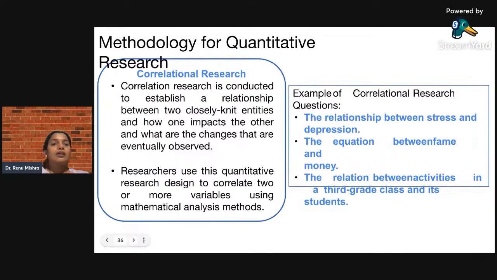Now, what are the methodologies for quantitative research? First is correlation research. Correlation research is basically when we try to understand the relationship between two variables, or entities, in simple language. Now, what are variables? Variables are those factors which are the main element of your study. They are important because your entire research revolves around those variables.